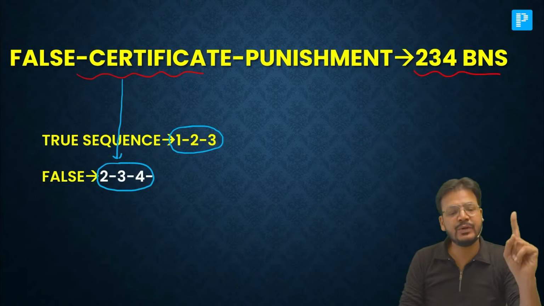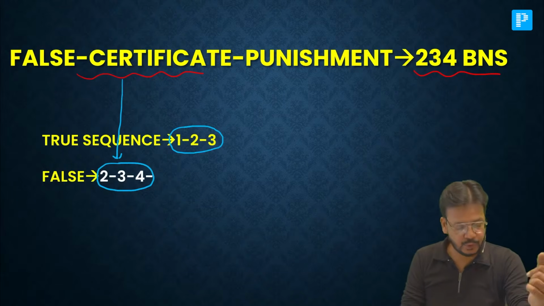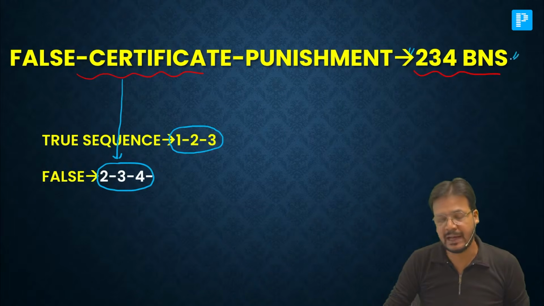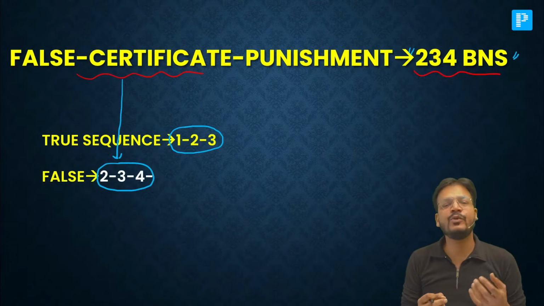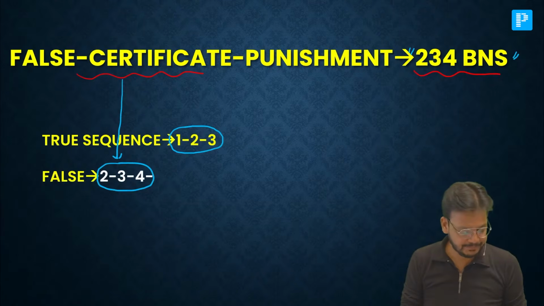Perjury is a false evidence defined under 227 and punishable under 229. Okay. Making a false certificate is punishable under 234. I made a trick for you. True sequence is 1, 2, 3 and false sequence is 2, 3, 4. That's a false certificate, right?